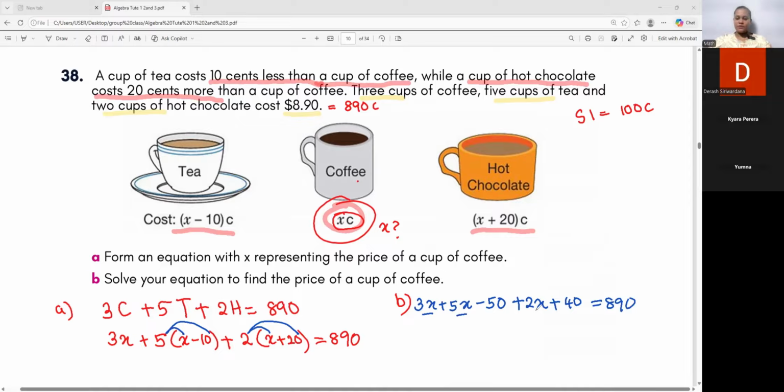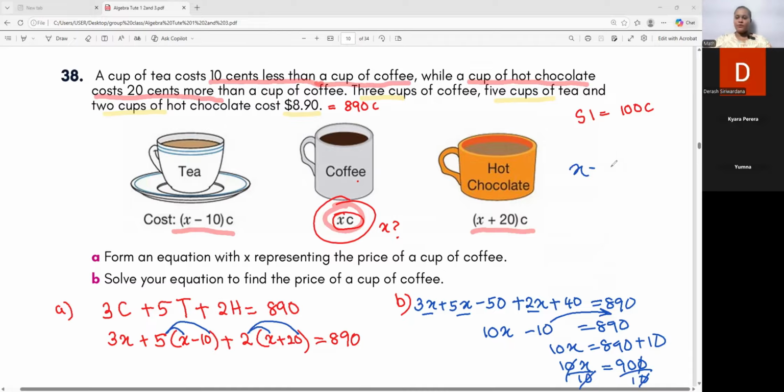3X, 5X, 2X. All are plus, add them. 5 plus 3, 8. 8 plus 2, 10. Minus 50 and plus 40, different signs subtract. Minus 10 equal 890. Then move this 10 to other side. 10X is equal 890 plus 10. That means 900. Then divide both sides by 10. 10 and 10 get cancelled. 0 and 0 I can cut. X is equal to 90.